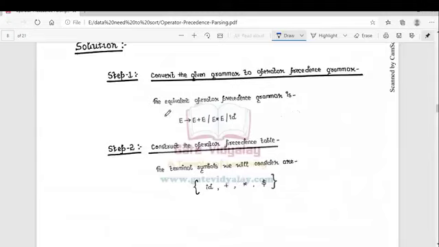This grammar I have already converted; it is equivalent to this grammar. Now if I have to generate the tables, I have to construct the precedence table. For that I have to consider the terminals. So I have four terminals. The first one is id, the second one is plus, the third one is multiplication, and the fourth one is the dollar sign.